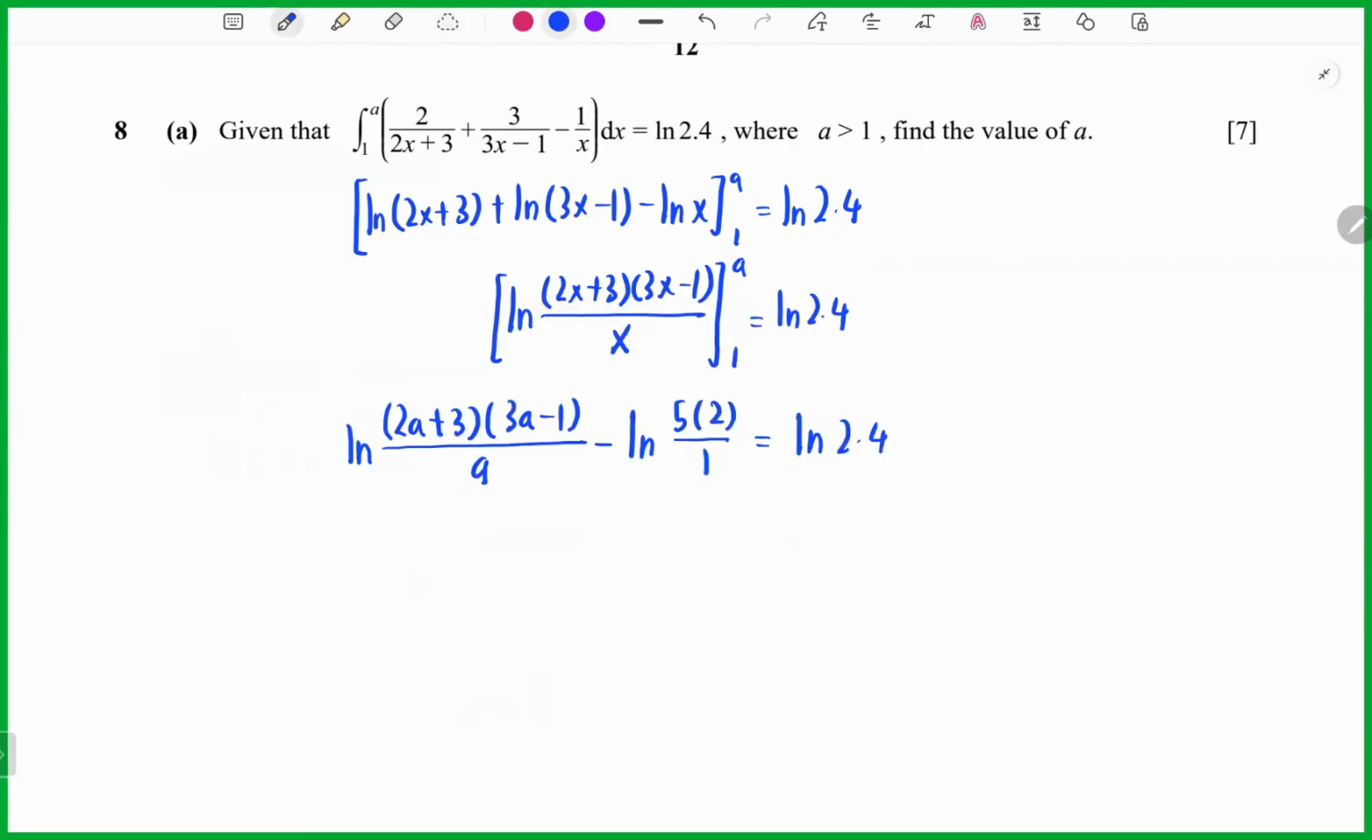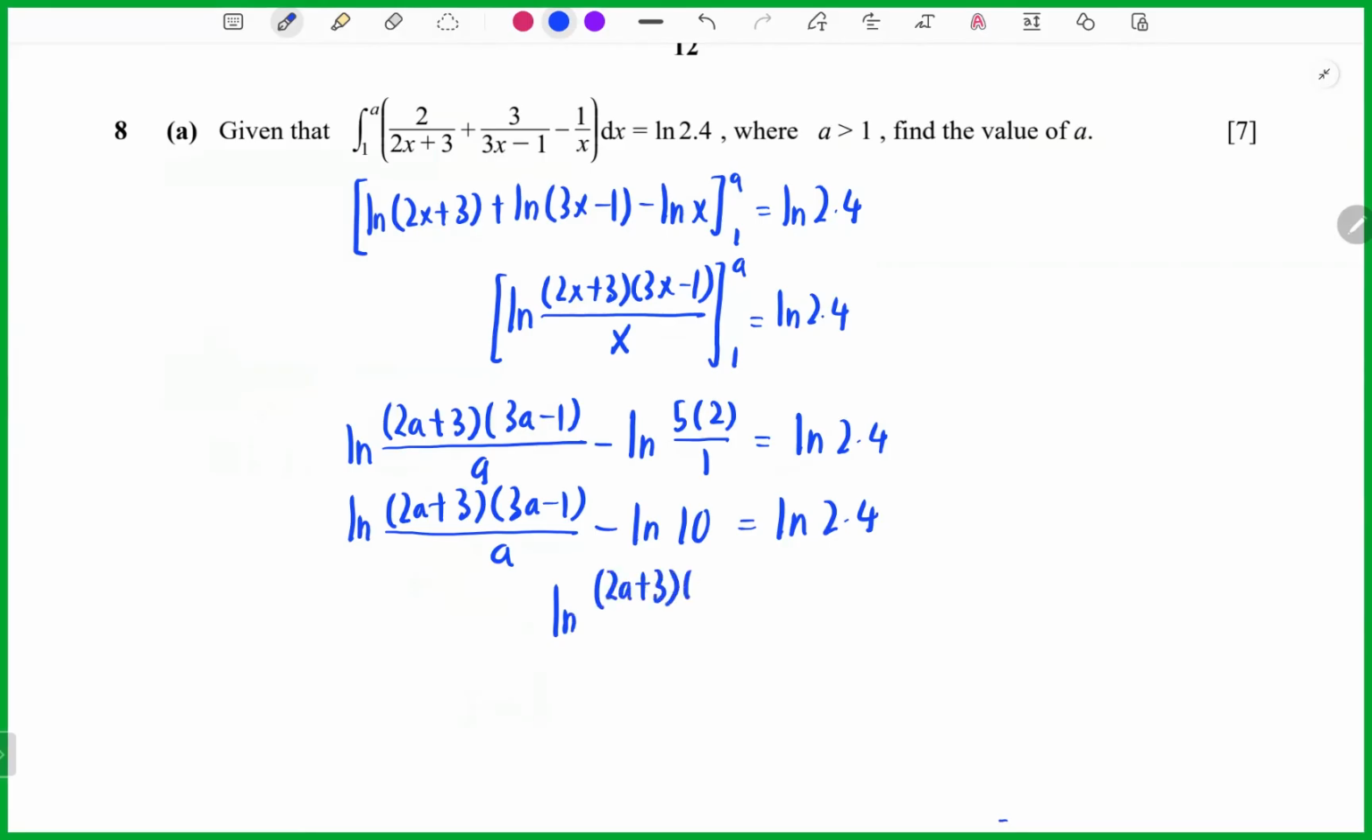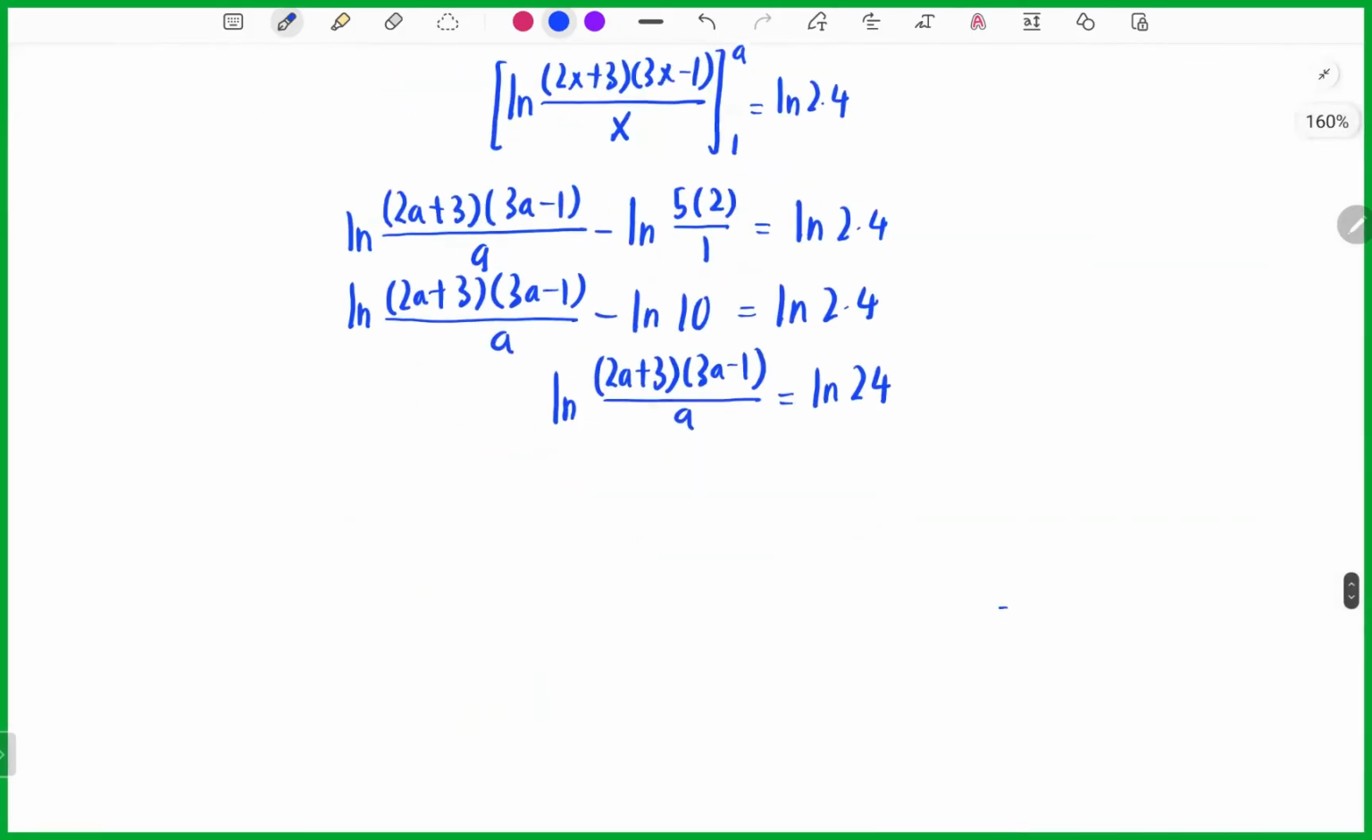Okay, and now we can write here ln 2a plus 3 and then 3a minus 1 over a, and then minus ln 10 equals to ln 2.4. And then ln 10 you can move to the right hand side. Okay, I can take ln 2a plus 3, 3a minus 1 over a, because here is plus, right? So you can multiply, you can write ln 24. Okay, because you see both sides is ln, right?